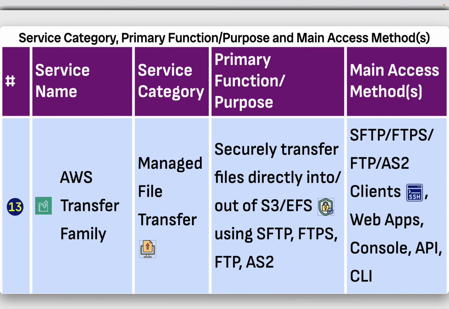Next, we have AWS Transfer Family. The category it belongs to is managed file transfer. Primary function is to securely transfer files directly into or out of S3 or EFS using SFTP, FTPS, FTP and AS2 protocols. Access is via these protocols: SFTP, FTPS, FTP and AS2 clients. So there is a client which you can use for accessing the service, and you can directly access via console, API, CLI and also web apps.